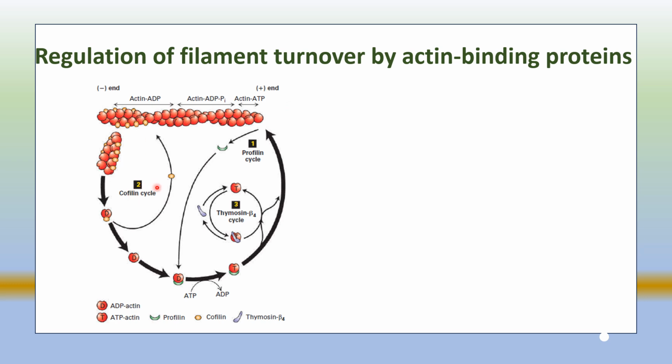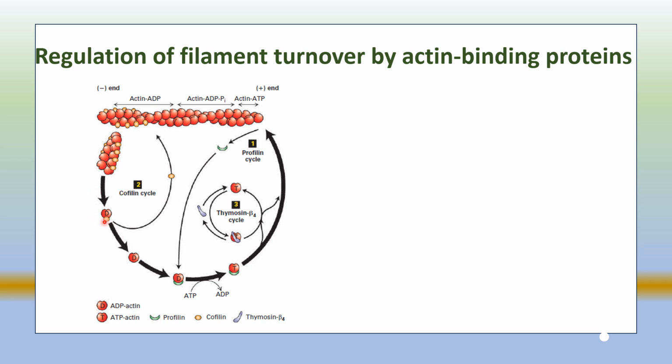Similarly, we have another actin binding protein called cofilin. It has an opposite role to that of profilin. What cofilin basically does is liberate G actins from the negative end. Similar to profilin but with the opposite role. When it is liberating, it is liberating in the ADP bound form. So you can see this D form here, which is liberated from the negative end by cofilin, in the ADP bound state.